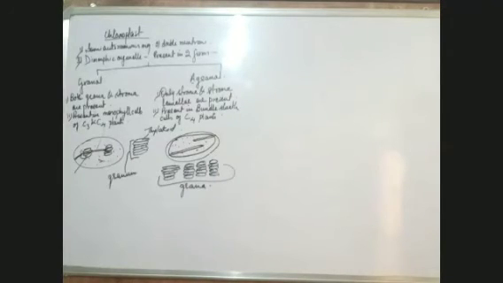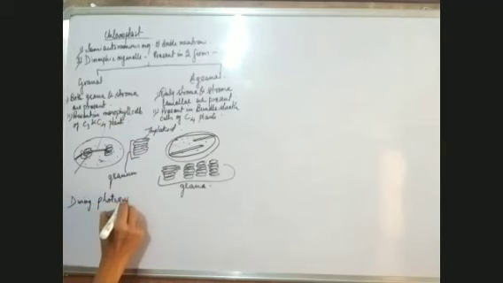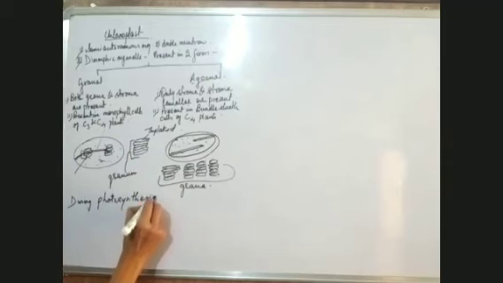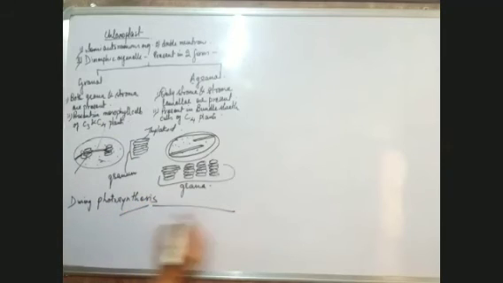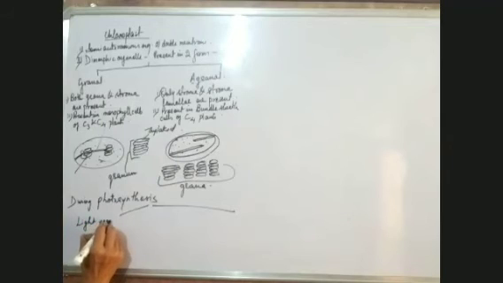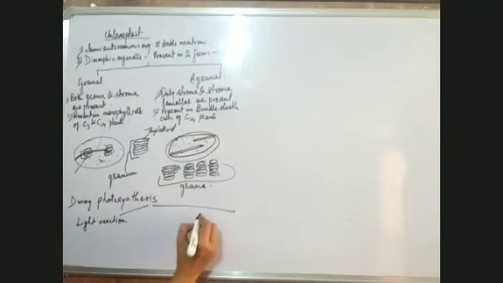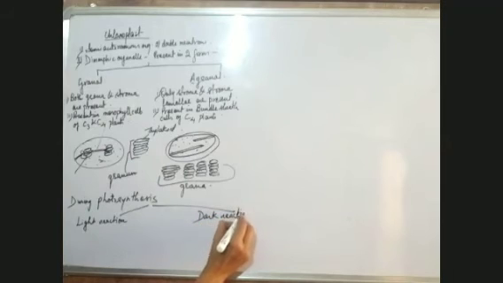Now, there are two types of reactions which take place during photosynthesis: the light reaction and the dark reaction. So two reactions together make the process of photosynthesis.